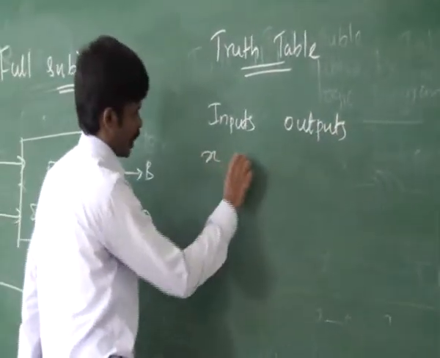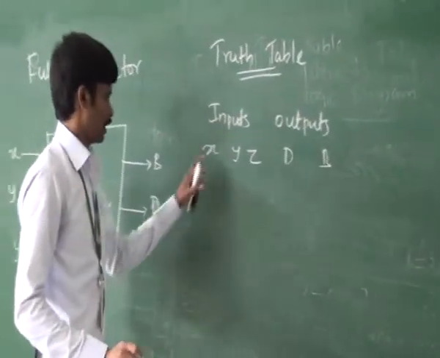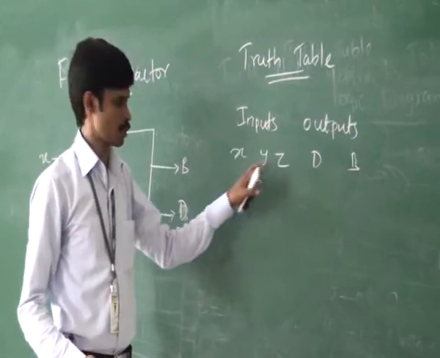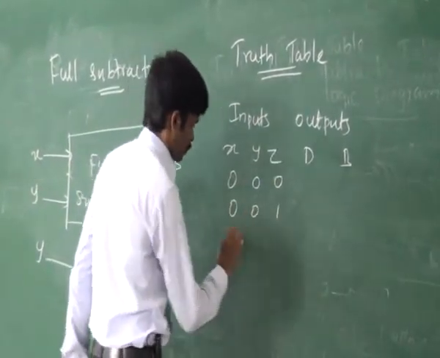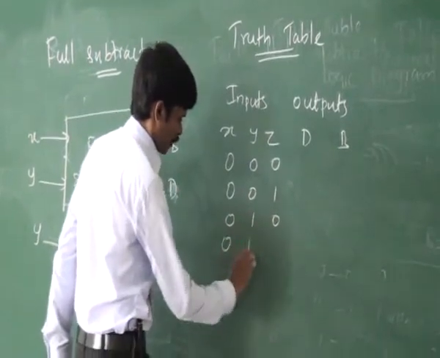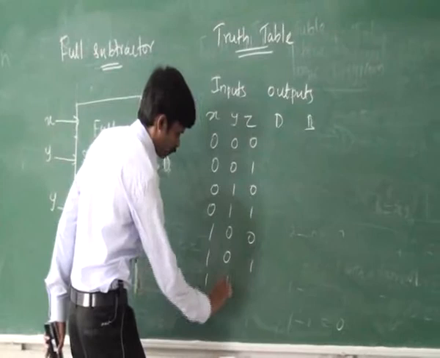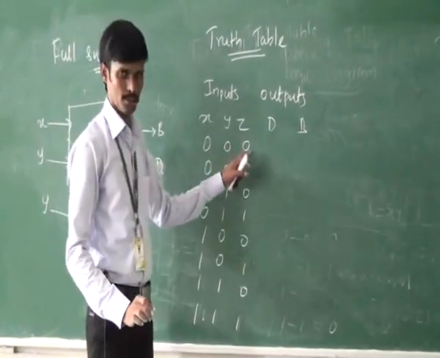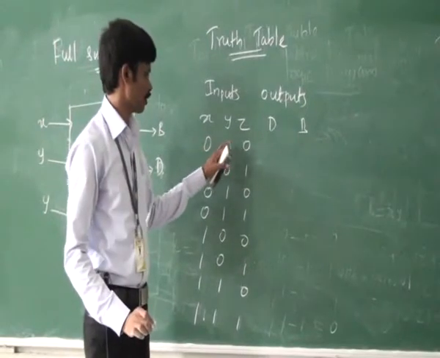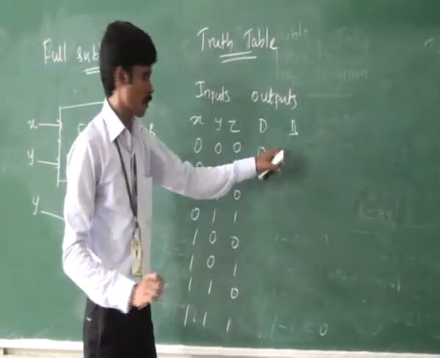Here we have three inputs x, y, z, and two outputs, difference and borrow. Since we have three input variables, there are 8 possible combinations: 0 0 0, 0 0 1, 0 1 0, 0 1 1, 1 0 0, 1 0 1, 1 1 0, 1 1 1. The first combination is 0 0 0, that is 0 minus 0 minus 0. The difference will be 0, then the borrow will be 0.